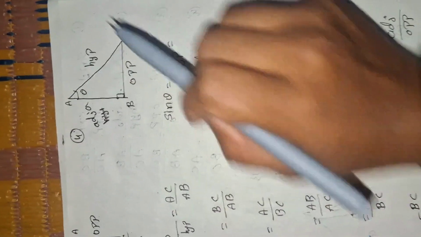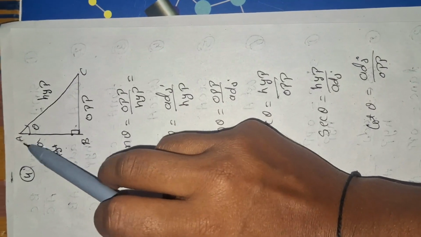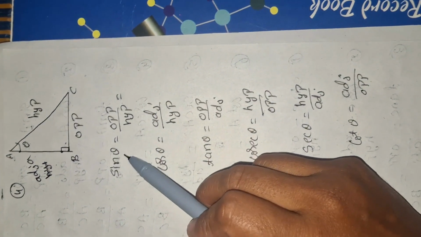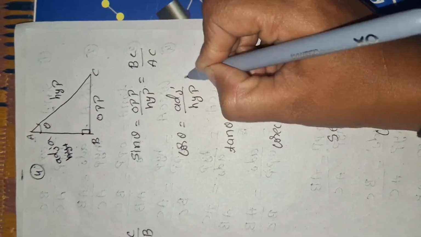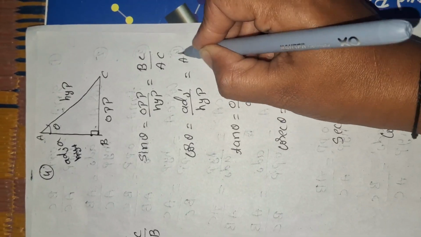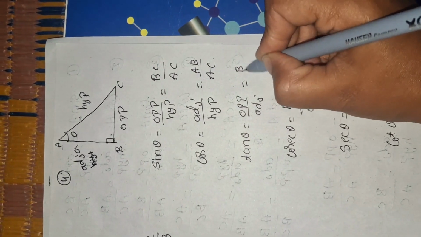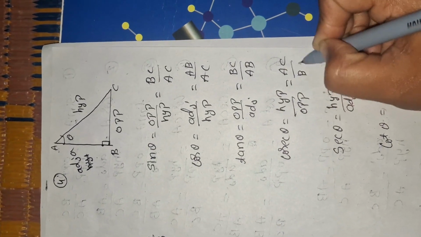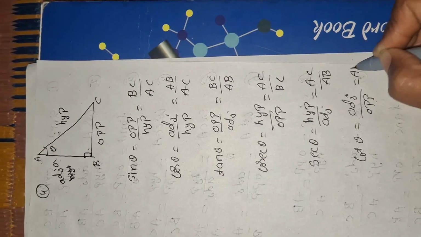Then the fourth case: when we mention the acute angle at point A, we also mention theta, so we consider the angle as theta. So sin theta, what is opposite? BC by AC, and adjacent AB by AC. And tan, opposite by adjacent, BC by AB. Then cosecant is reciprocal of sine, secant is reciprocal of cos, cot is reciprocal of tan. This topic is completely finished.